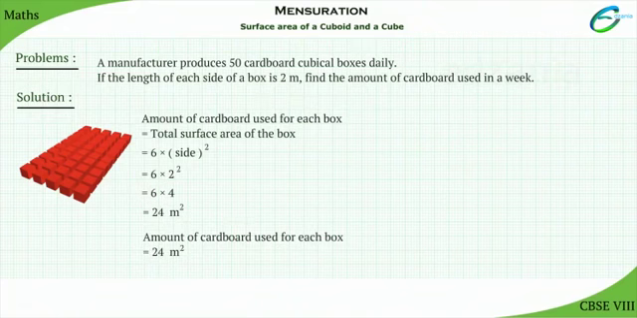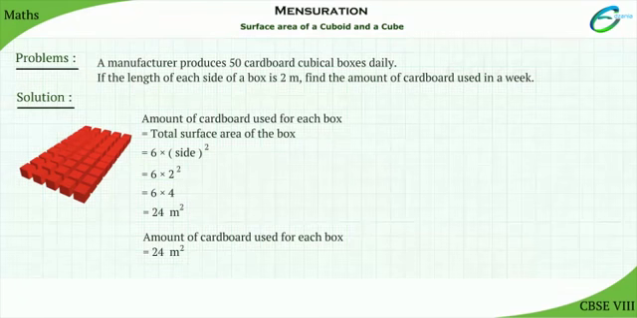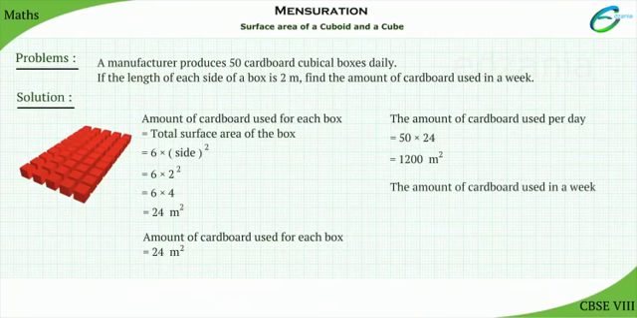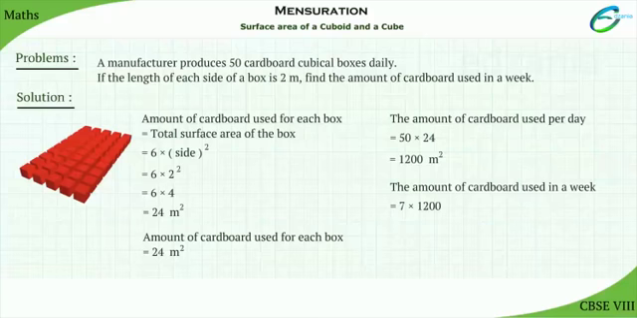Since 50 boxes are produced daily, the amount of cardboard used daily is 50 times 24, that is 1,200 square meters. Thus, in a week, the total amount of cardboard used is 7 times the amount of cardboard used per day, that is 8,400 square meters.